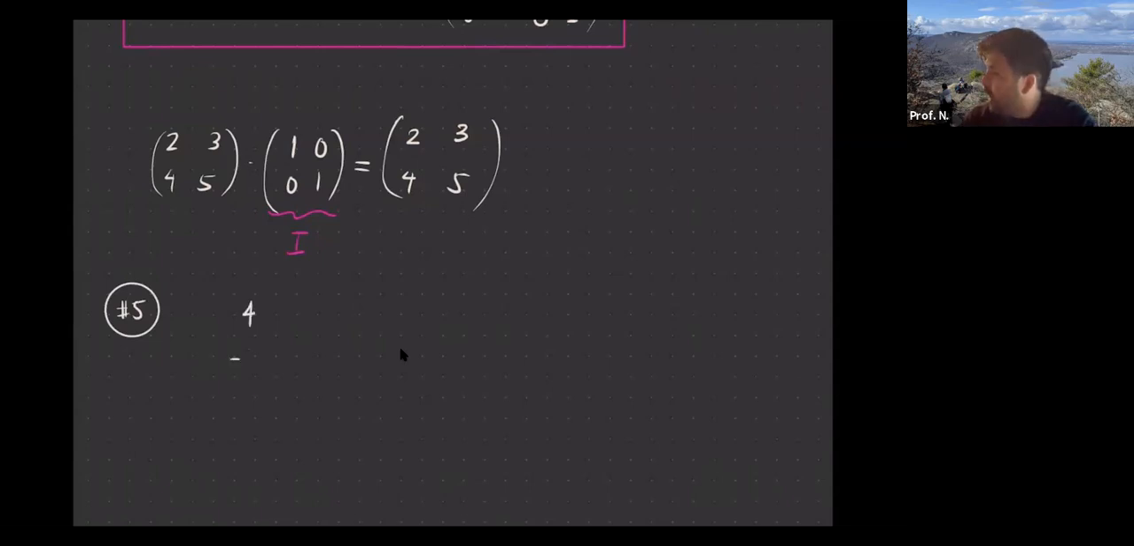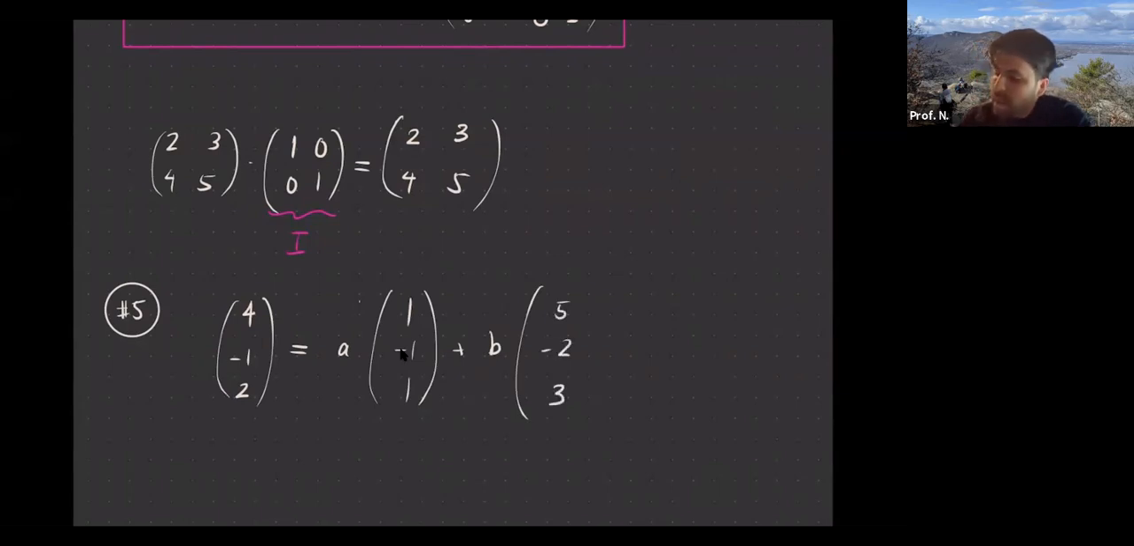I get 4, -1, 2. And I got A, 1, -1, 1. And I got B, 5, -2, 3. And I'm trying to figure out what A and B are, right? I'm trying to figure out what A and B are.